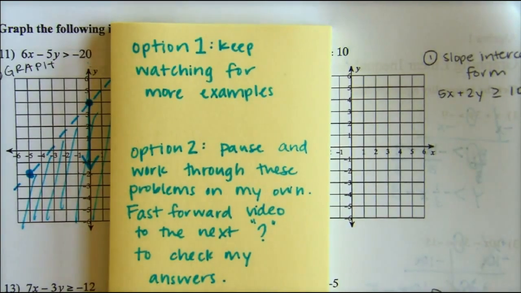Similar to the last set of problems, you have 2 options. If you feel like you need a couple more examples, you can keep watching. And I'll go through 2 more problems before you can do some on your own. If you feel like you're good to go and you want to work through the problems on your own, see how you do, you can go ahead and pause the video, or it'll pause for you in just a second, and you can fast forward to the next question mark to check your answers. So go ahead and make that decision now.